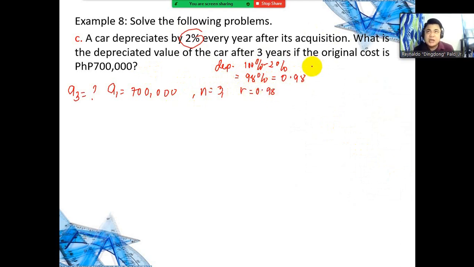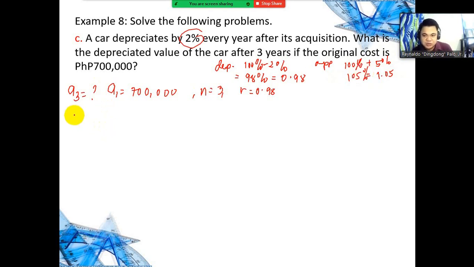But let's say there's an increase of 5% every year. That's what we call appreciation, or increasing. It's now 100% plus 5%, so this will become 105%. Convert this to decimal, it will become 1.05. So that's the difference between the two. But this time, since it's depreciation, we can use 0.98 as the common ratio.